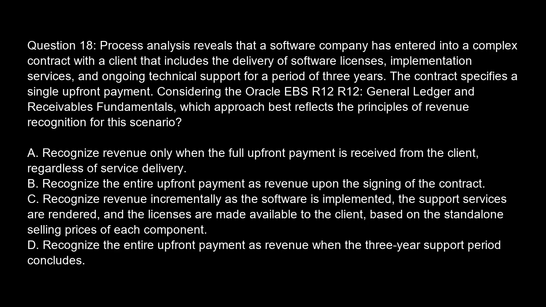Option A. Recognize revenue only when the full upfront payment is received from the client, regardless of service delivery. Option B. Recognize the entire upfront payment as revenue upon the signing of the contract. Option C. Recognize revenue incrementally as the software is implemented, the support services are rendered, and the licenses are made available to the client, based on the standalone selling prices of each component. Option D. Recognize the entire upfront payment as revenue when the 3-year support period concludes.